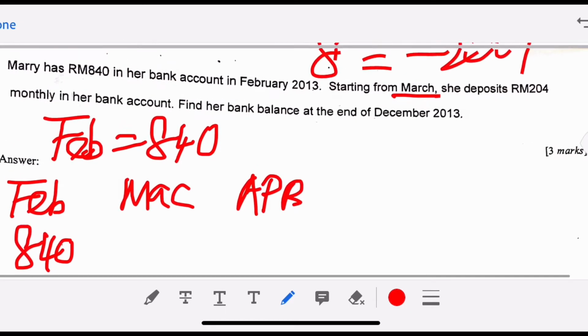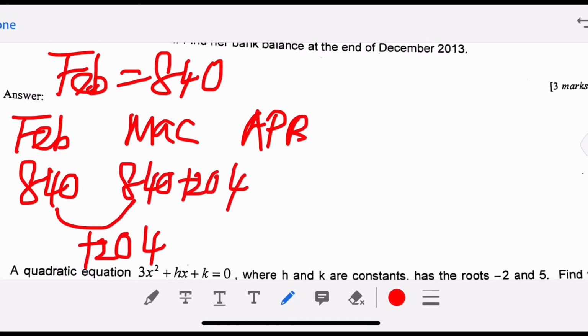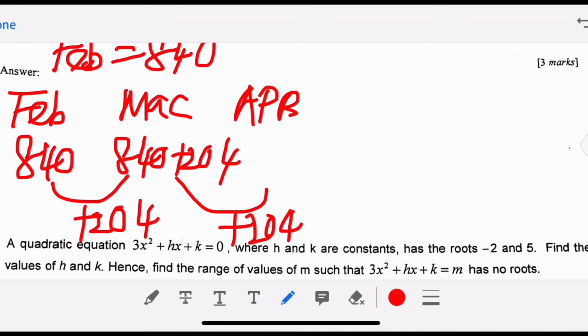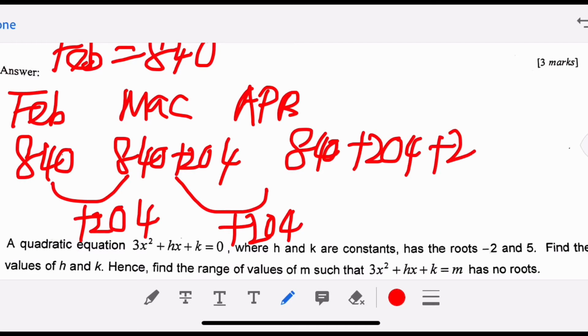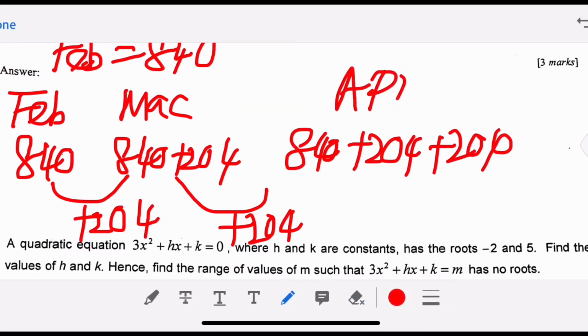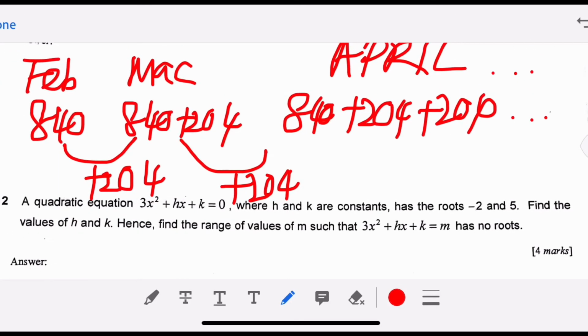Okay, February, you got 840. March, your money is going to plus 204, so your money now becomes 840 plus 204. For April, the next month, your money will of course increase from March, which is 840 plus 204 plus another 204. Then from there, you count until December. So how many months is your end term, Tn.